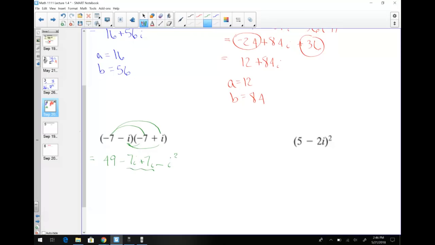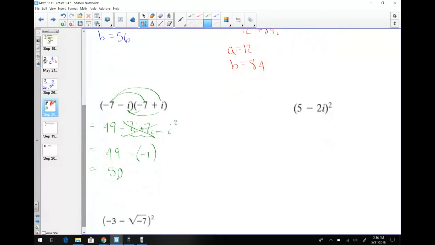Note that when I simplify, the negative 7i plus 7i cancel out to 0. So here I've got 49, and then remember that i squared turns out to be negative 1, so I have minus a negative 1. And this is 50. Well, that's interesting. There is no i in this at all. We'll come back to this momentarily.